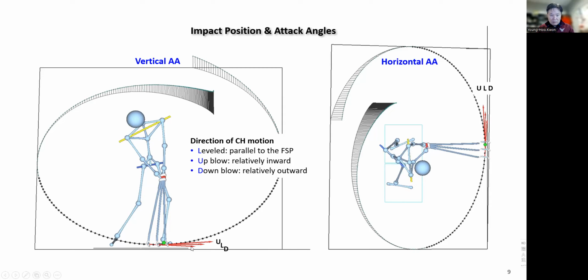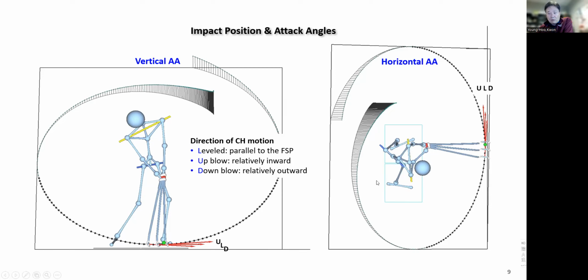However, if you have a down blow, because the impact occurs before the club head reaches the low point, then you will have a negative vertical attack angle here. And with that, you will have more outward motion of the club head at this point. And then when you have an up blow, that means you have a positive vertical attack angle here. Then on the horizontal plane, the arrow is more toward the left side of the target, or the left side of the swing plane. So it will show more inward motion of the club head at impact.